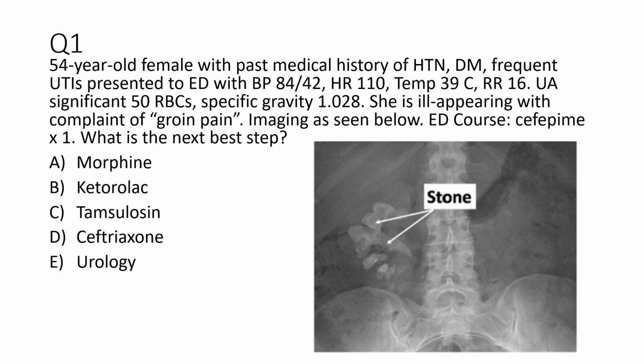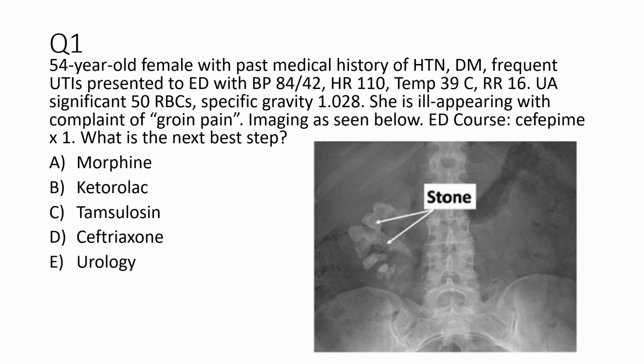The correct answer is E, urology. So this image is actually an X-ray showing a large staghorn calculus, which is commonly formed by struvite stones. These stones in particular are too large to be managed by pure medical management alone, so these stones need a surgeon to gain source control. While morphine and ketorolac are great options for pain management, the next best step is consulting urology.